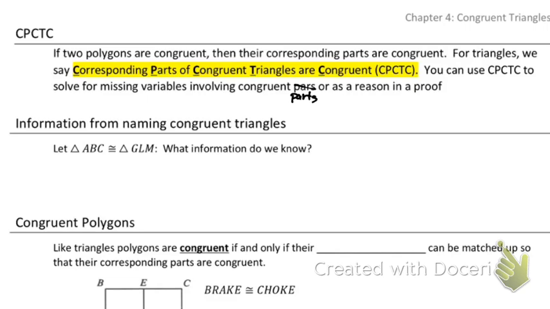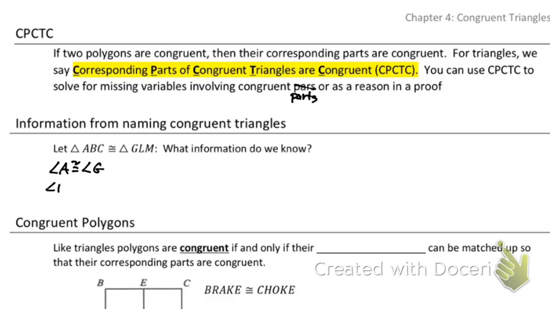All right, information from naming congruent triangles. What we know with just the name. If I say triangle ABC is congruent to triangle GLM, we know a whole bunch of information. We know that angle A is congruent to angle G.